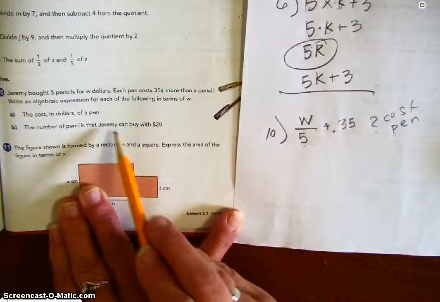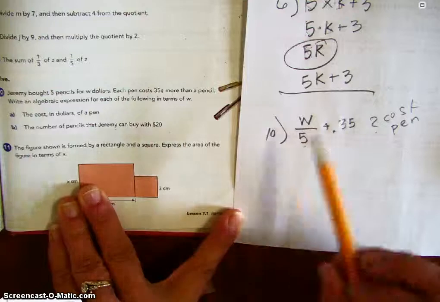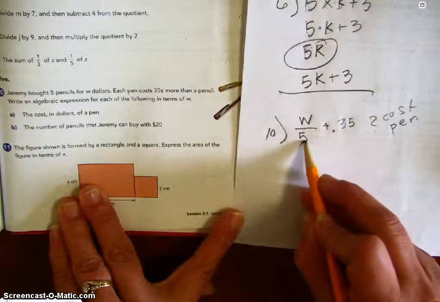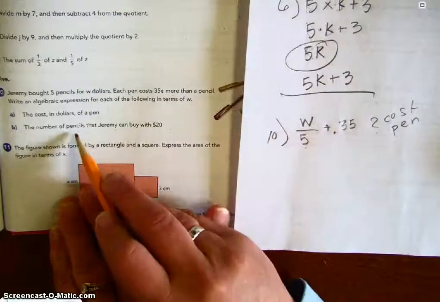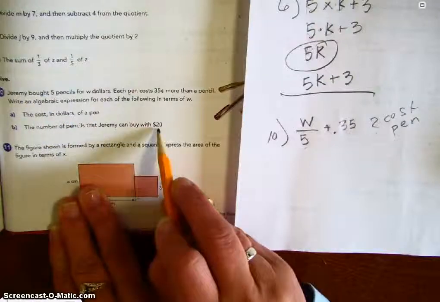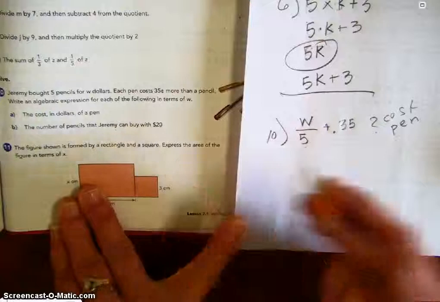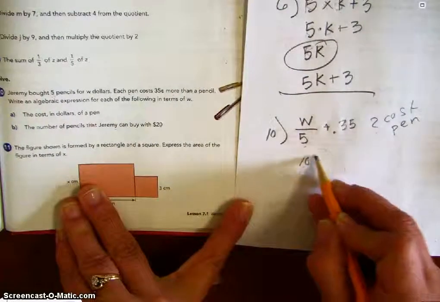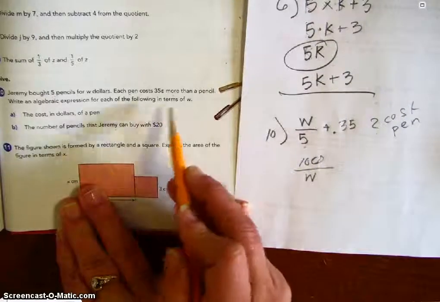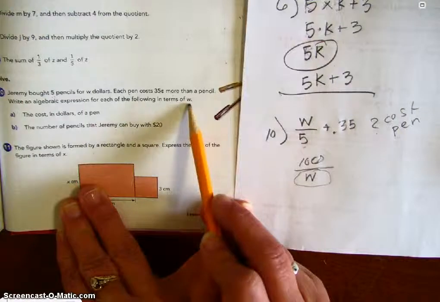And then it says the number of pencils that Jeremy can buy with $20. So the number of pencils he can buy with $20 would be, if we take 20 and times it by 5, because it's saying how many pencils? Well, we had 5 pencils to start with. And how many can he buy with $20? 20 divided by W, or 20 times 5, sorry, because now I'm taking that, is going to be 100. And so it would be 100 over W, because the parts we divide into always go on the bottom, and that's where our W would be.